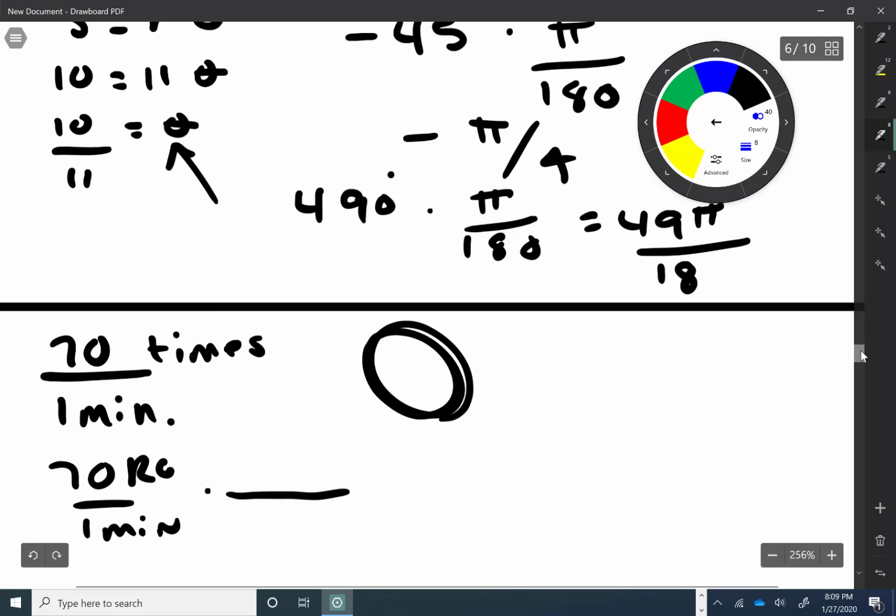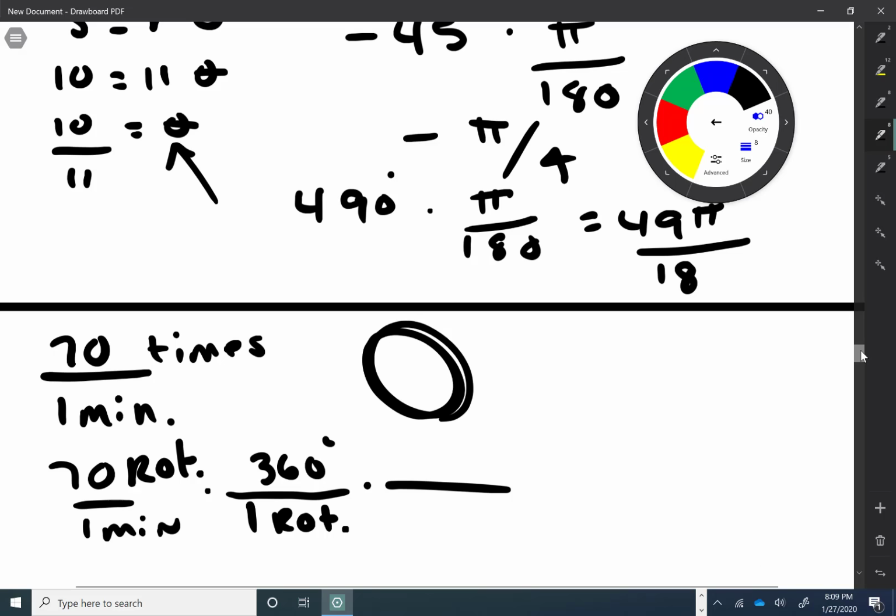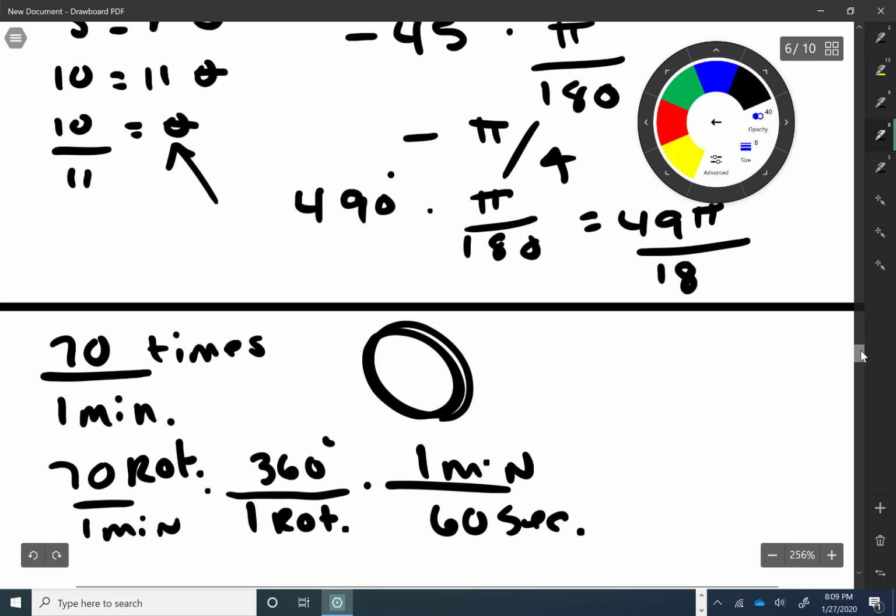I'm going to write rotation there so that I know. So one rotation is 360 degrees. I don't want it in minutes, I want it in seconds. So you would go through and do that. You have 1 minute is 60 seconds. That gives you 420 degrees for 1 second because everything cancels. You want it for 11 seconds. So 420 times 11 is 4620.